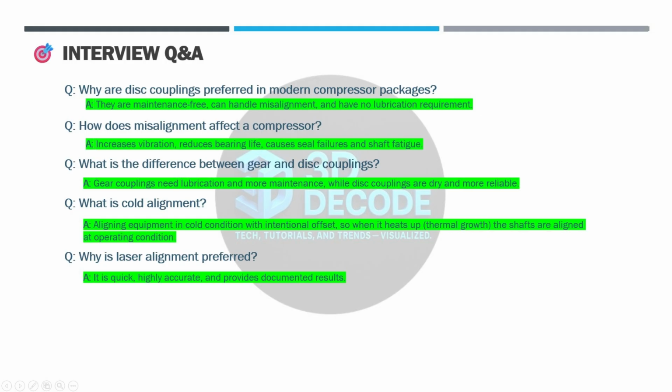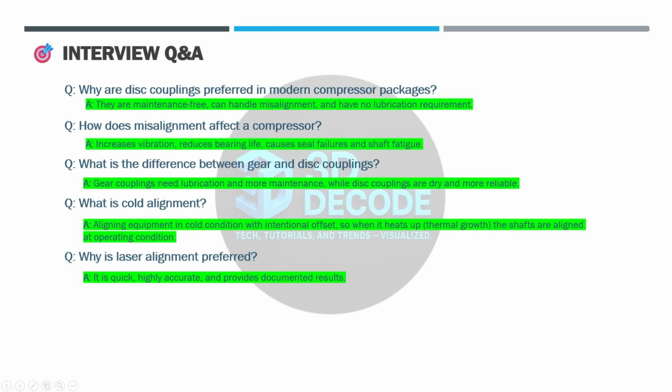Here are some common interview questions with answers. Q. Why are disc couplings preferred in modern compressor packages? A. They are maintenance-free, handle misalignment well, and require no lubrication. Q. How does misalignment affect a compressor? A. It increases vibration, reduces bearing life, causes seal failures, and leads to shaft fatigue.